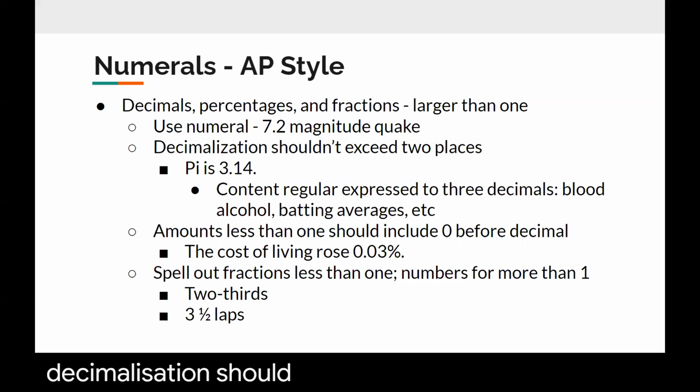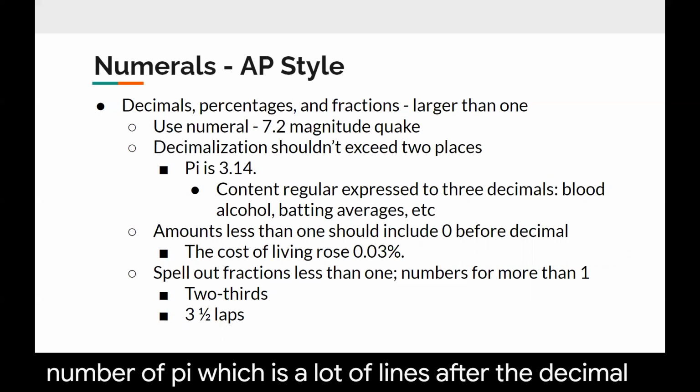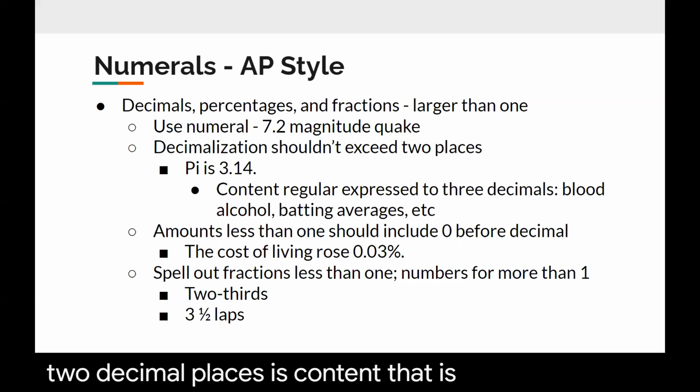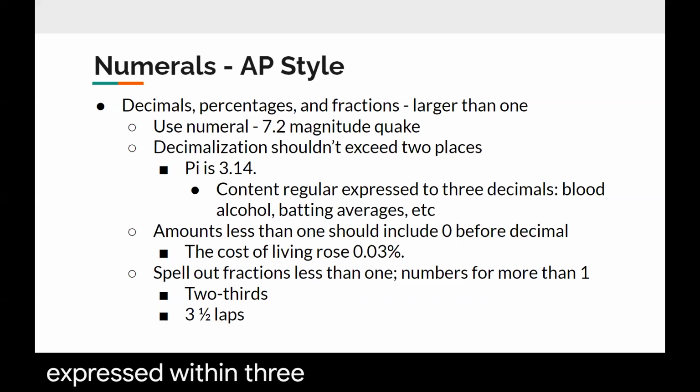Decimalization should not exceed more than 2 places for the most part. So if you're using the number pi, which has a lot of digits after the decimal point, you would only use 2 in AP style format. So it'd be 3.14. The exception to the 2 decimal places is content that is regularly expressed within 3 decimals, such as blood alcohol level or batting averages. Those are the 2 most typical ones.